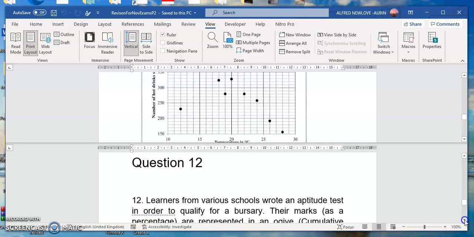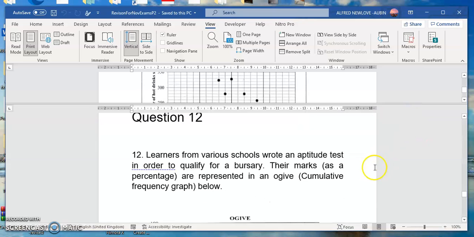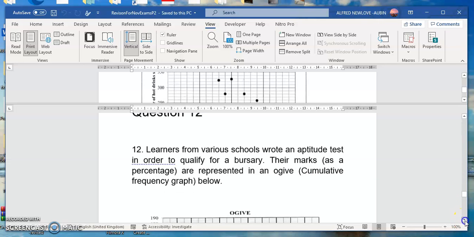Then let's look at the next question. It says, learners from various schools wrote an aptitude test in order to qualify for a bursary. Their marks as a percentage are represented in an Ogive. Ogive is the same as cumulative frequency curve. So we've been given the Ogive below here.